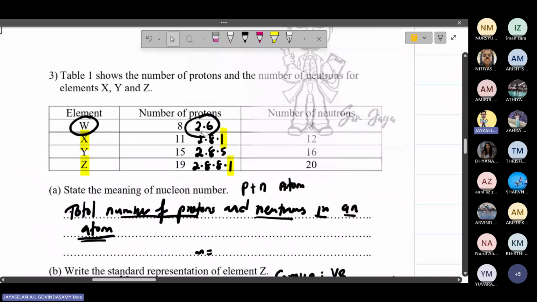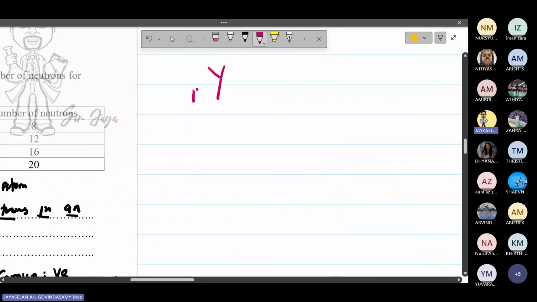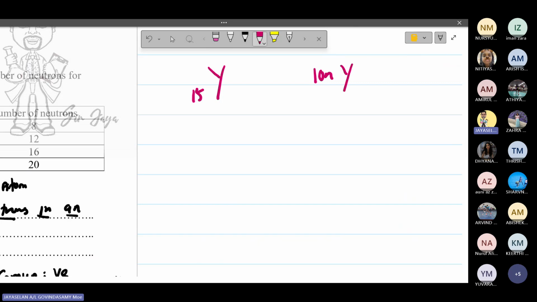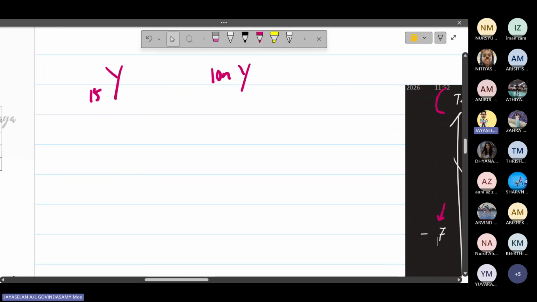We do one more N ion. Okay, can I do this one. Y 15. So I put here Y 15. I want you all to do for ion Y. Draw the electron arrangement of ion Y. See, can you do or not. 1 minute from now.